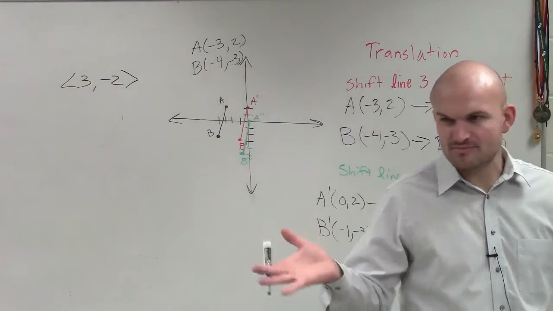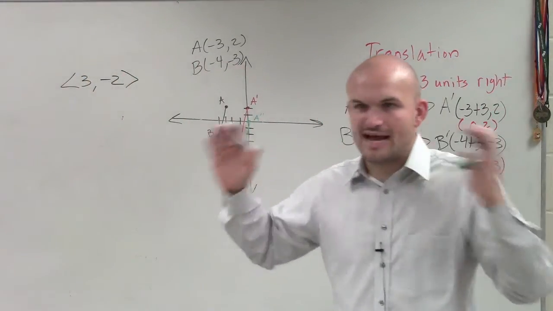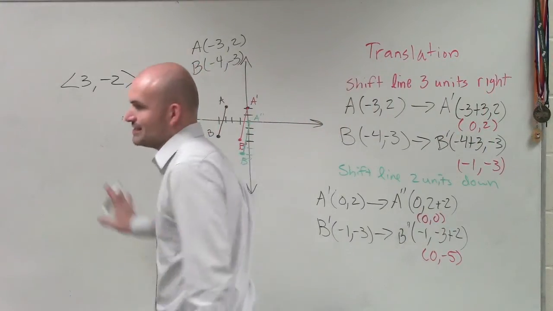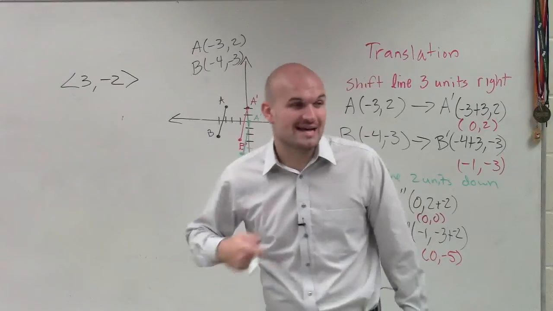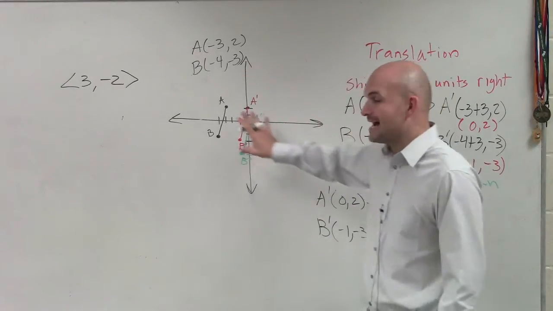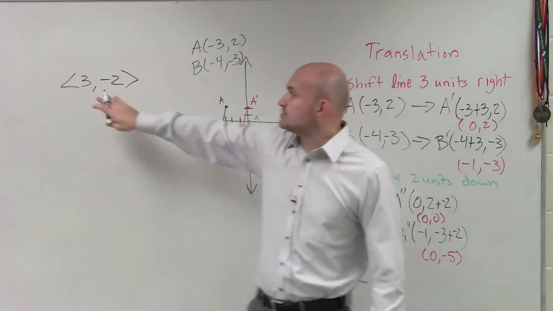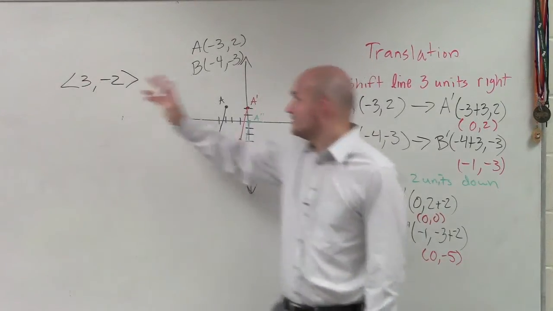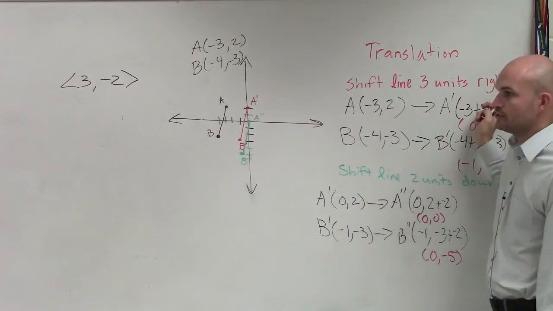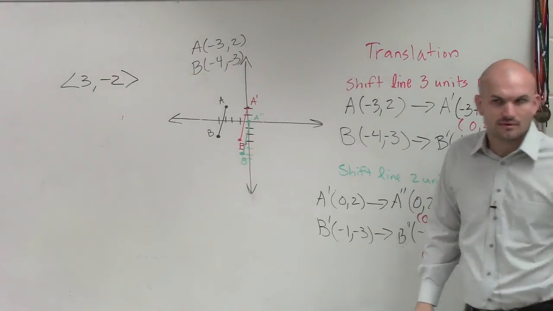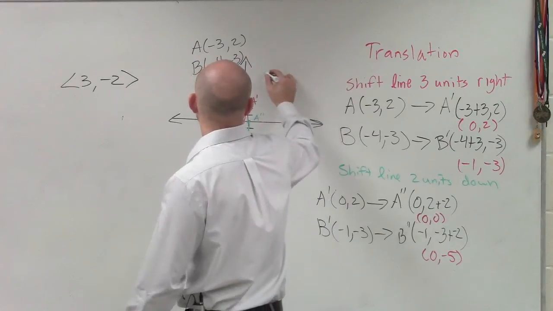So it looks like a coordinate point. It has parentheses, but they're jagged, pointy parentheses. This is what it would tell you: if I said, here's this line, apply the transformation vector, what this transformation vector tells you is to shift it 3 units to the right and shift it 2 units down. So this would be the transformation vector.